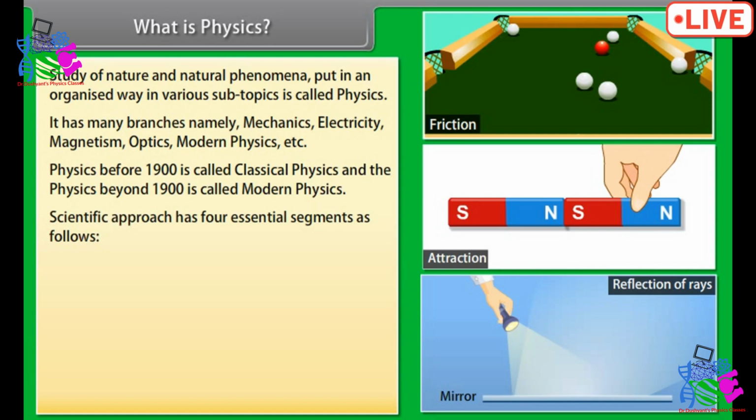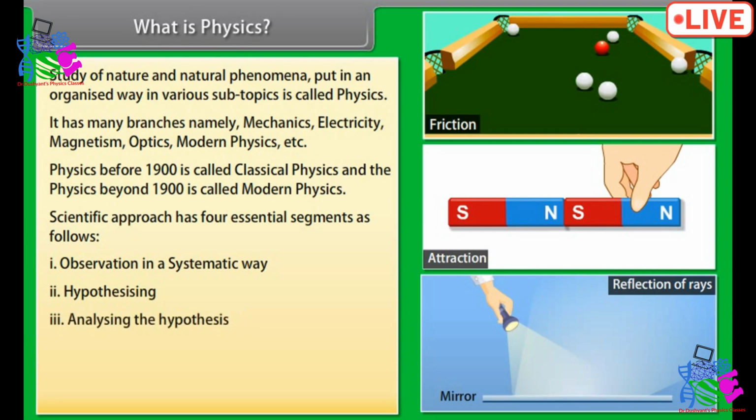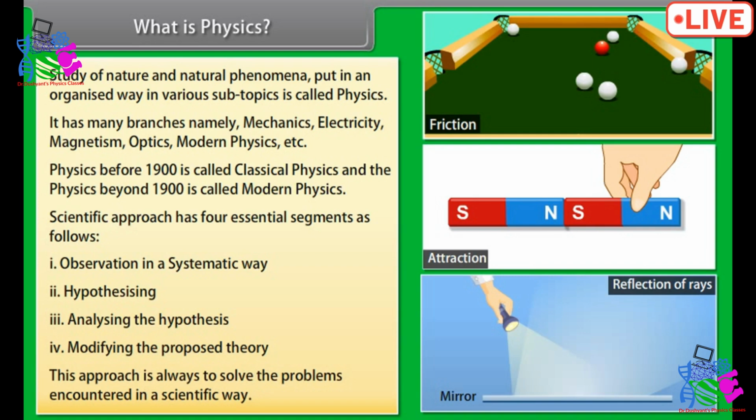The scientific approach has four essential steps as follows. Number 1. Observation in a systematic way. Number 2. Hypothesizing. Number 3. Analyzing the hypothesis. Number 4. Modifying the proposed theory. This approach is always used to solve the problems encountered in a scientific way.